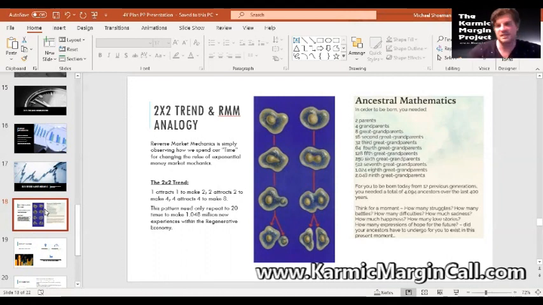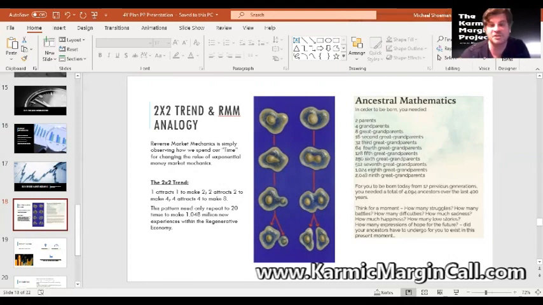And I got this ancestral mathematics from Facebook. I'm not sure who sourced this, but I saw it a couple times come up on my Facebook feed, and I really wanted to share it because I think it starts to help people understand the exponential return that your time really is worth in a regenerative economy.